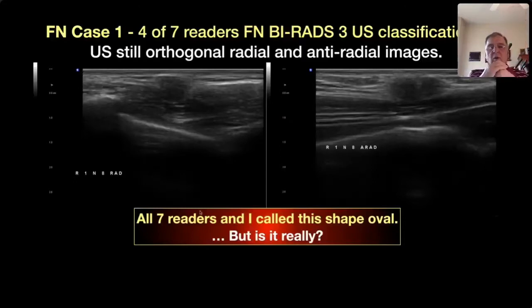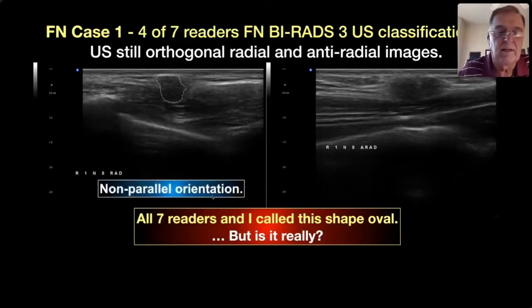So here are the orthogonal views of the mass. All 7 readers and I called the shape oval. Now, I don't know what I was thinking. I must have been smoking dope or something, because when I look at this, there's no way it should be called oval. First of all, oval shape should have a parallel orientation. If it's non-parallel, you can't call it oval. So clearly you can see on this radial view that this is not parallel.